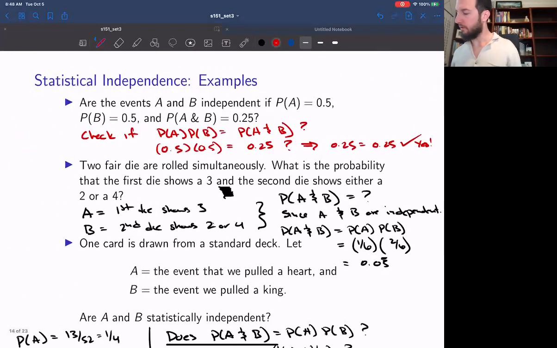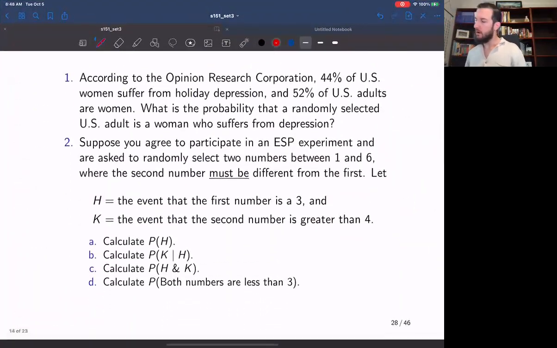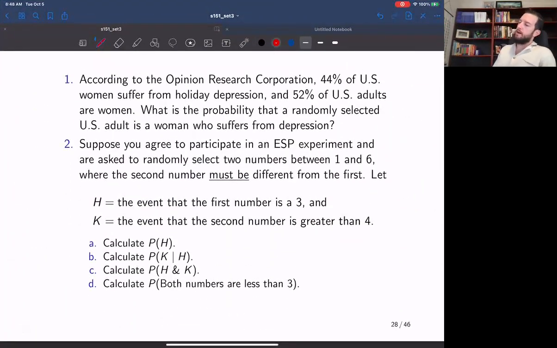Okay, we'll move on to the second one though, because that one I think is a bit better. So in question two, we have, suppose you agree to participate in an ESP experiment and you are asked to randomly select two numbers between 1 and 6. The second number has to be different from the first number. Let H be the event the first number is a 3 and K be the event the second number is greater than 4. We want to then calculate the probability of H, the probability of K given H, the probability of H and K, and the probability that both numbers are less than 3.